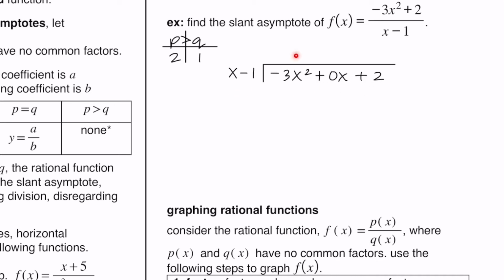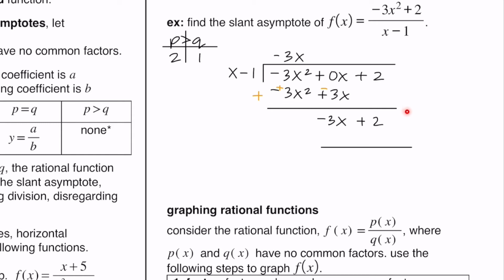We're going to say what times x makes this first term. So we get negative 3x. Then we distribute that to both of these terms, and we write it down here. So let's double check this. We have negative 3x times x is negative 3x squared, and negative 3x times negative 1 is positive 3x. Now we add their opposites. So the first terms when we add down are going to cancel. And then here, think of this as just 0 plus a negative 3x. So that makes negative 3x. And then we're going to drop down this plus 2.